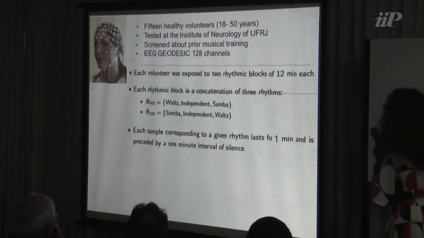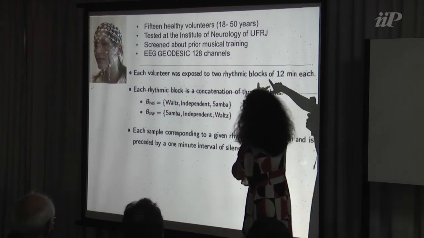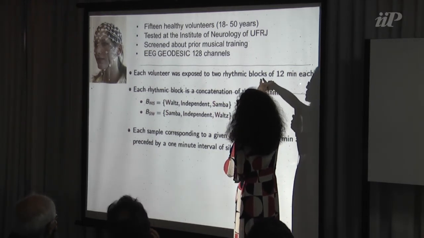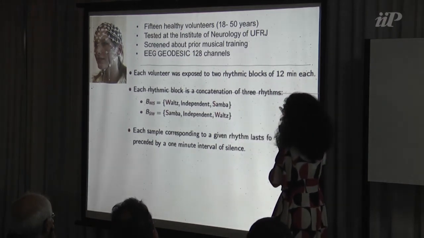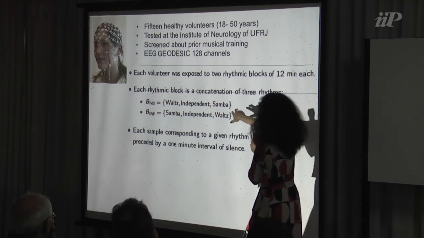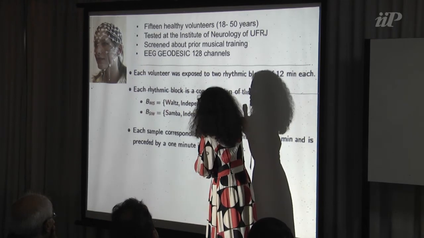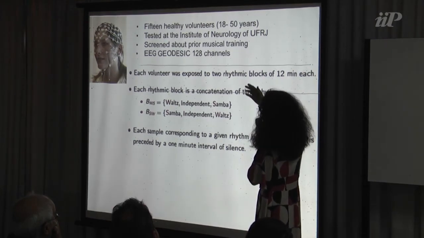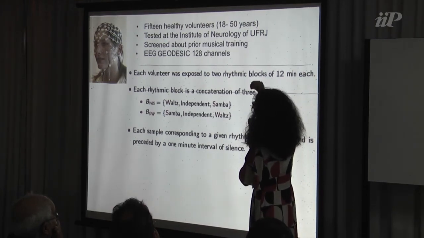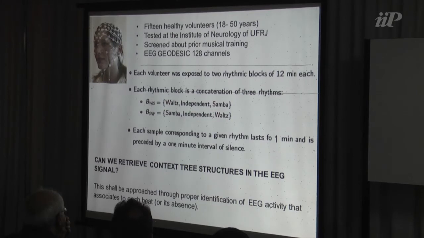Okay, so up to now we have tested 15 healthy volunteers. In fact, each volunteer is exposed to these rhythm blocks of 12 minutes, and we make a concatenation of the three rhythms, a structured block with the independent one in the middle always. We are collecting this data with EEG geodesic 128 channels. So this is the goal.